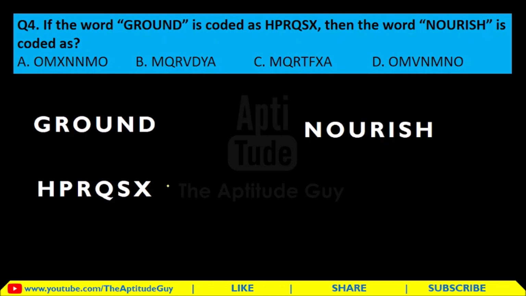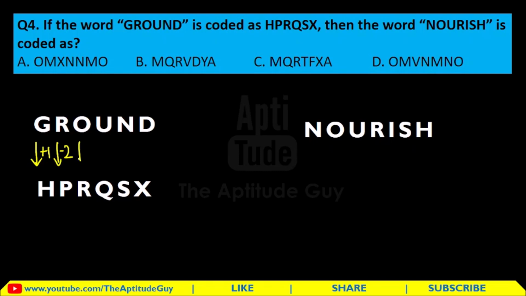Alright, let's begin. We have the word ground and we have this coded version. Let's try to decode it. G to H. A, B, C, D, E, F, G, H. So after G we have H, so we have +1. R to P. We have P, Q, R. So over here it is going behind. So this is going behind by how many steps? 2 steps. So this is -2.